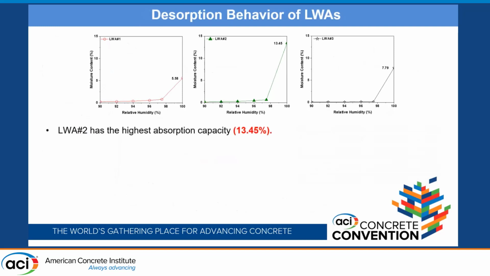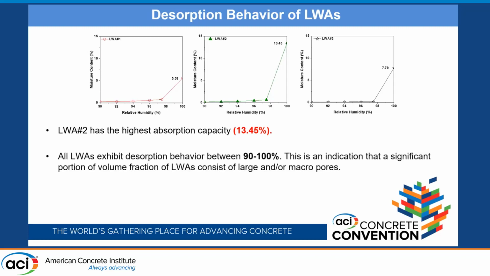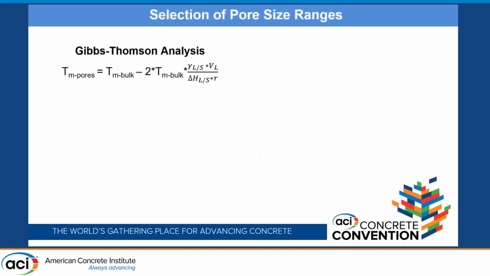We had 3 different lightweight aggregates. Lightweight aggregate 2 had the highest absorption capacity, which is 13.45%. Again, it can vary from region to region. If we move to a different state, we may get a lightweight aggregate that has a higher absorption capacity. On another note, all the lightweight aggregates selected for this investigation exhibited desorption behavior between 90 to 100%. This is an indication that a significant portion of the volume fraction of the lightweight aggregates consists of large pores or macropores. So it was time to now characterize the micropores.